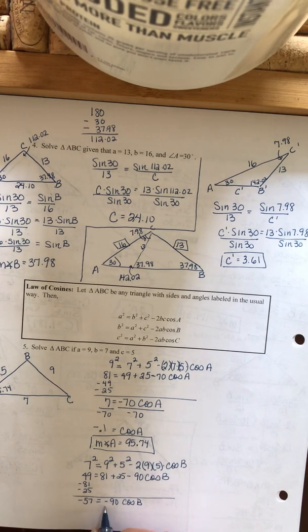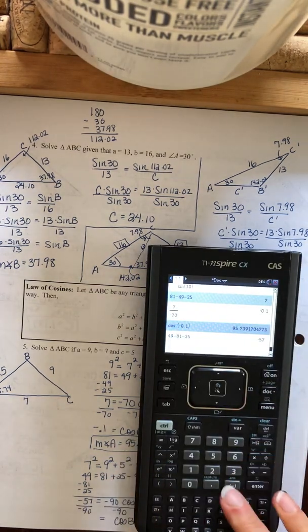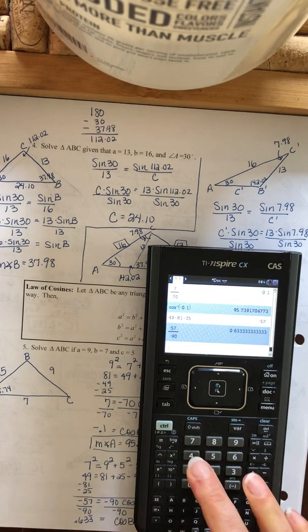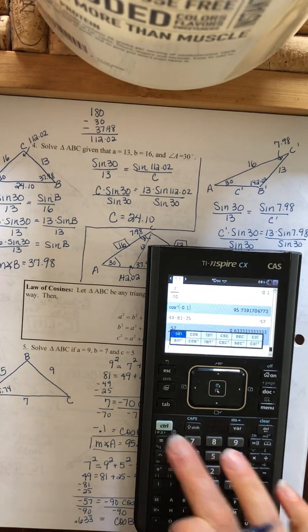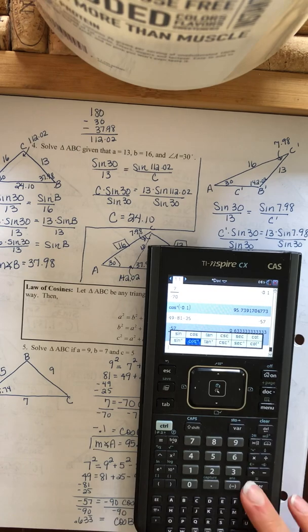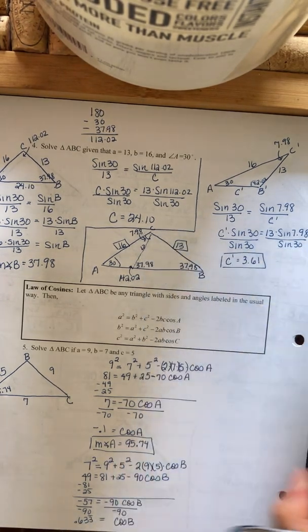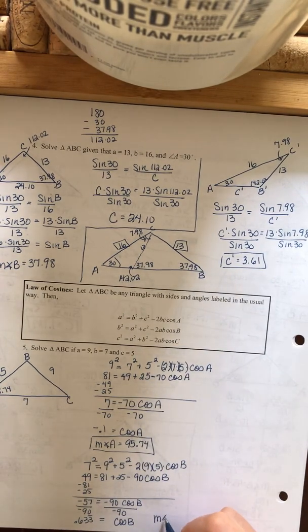I want to try and get that by itself, so I need to divide by a negative 90. So now I have cosine of B is equal to negative 57 divided by negative 90. So I'll write this down, we have 0.633 repeating. I want my angle B, so I want to think inverse cosine of that answer. And I get 50.70. So the measure of angle B is about 50.7.